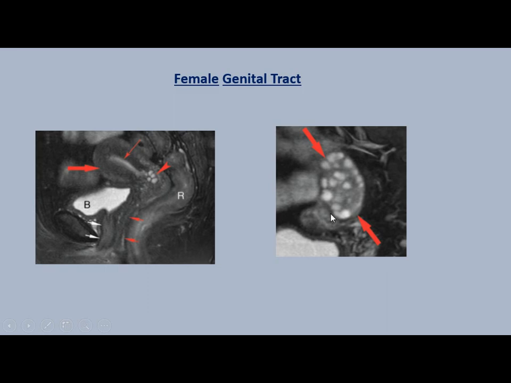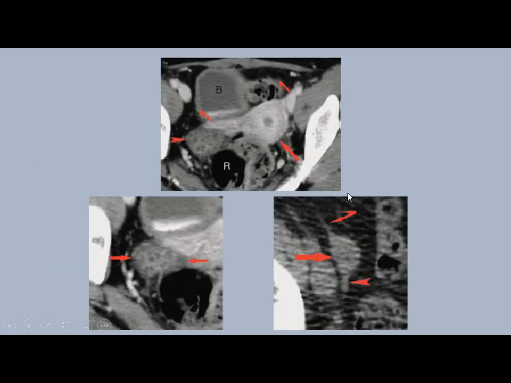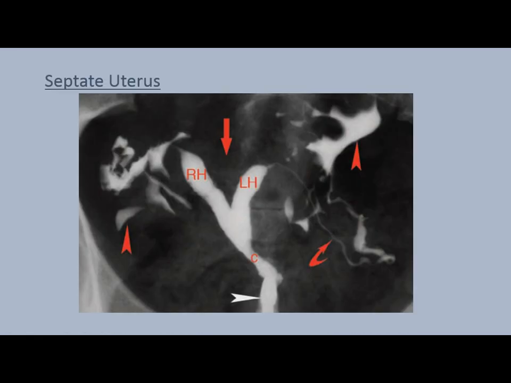So the best sequence for ovaries is again T2. In CT, we can see the ureter containing low attenuation fluid, the urinary bladder, ovaries, and broad ligaments. Again, ovaries with the broad ligaments.